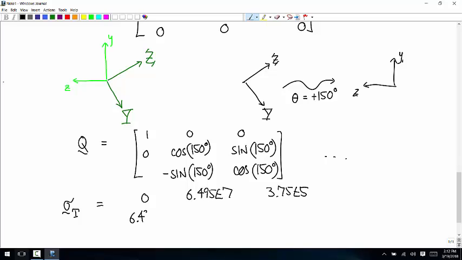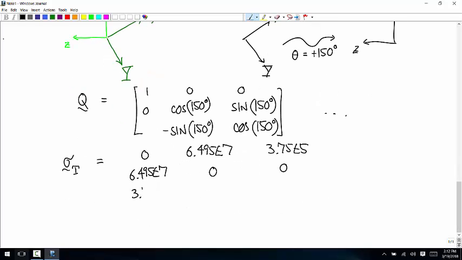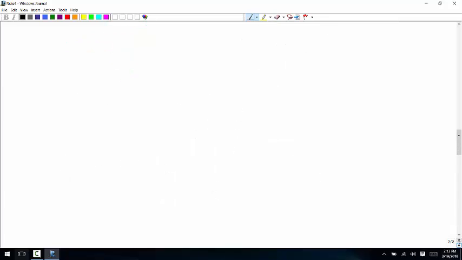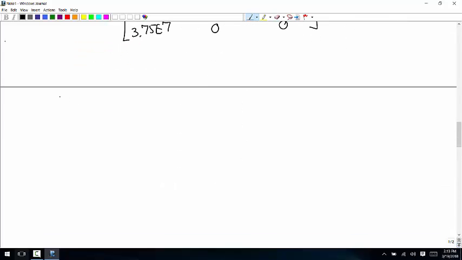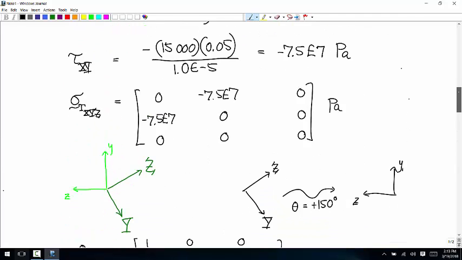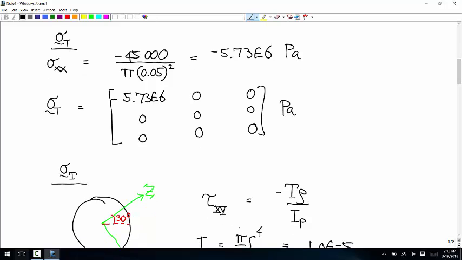Symmetry. Okay. 0, 0. 3.75 times 10 to the, wait, 7, right? I have 5 written. They're both 7. And then 0, 0 pascals. And so finally, our total stress is this plus this, negative 5.